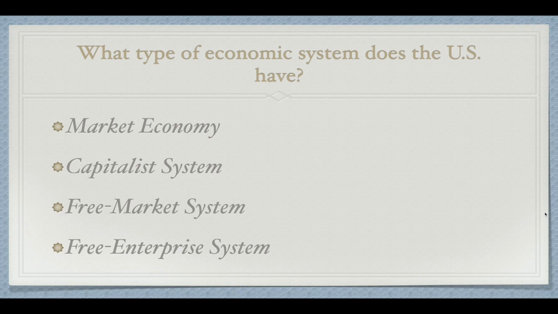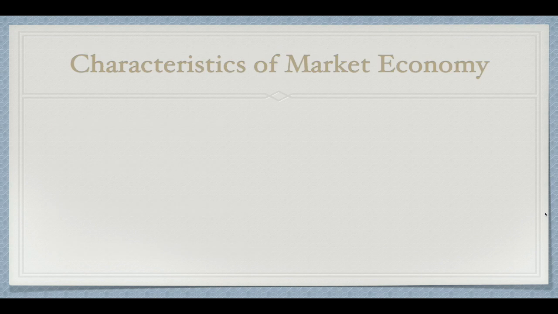So you will see those four things used interchangeably in different types of news outlets. And just so that you know, most people in the U.S. are basically talking about the same general thing. And that's what we're going to talk about today: what are the basic components of a market economy, especially in the United States. So let's get into it. What are the basic characteristics?